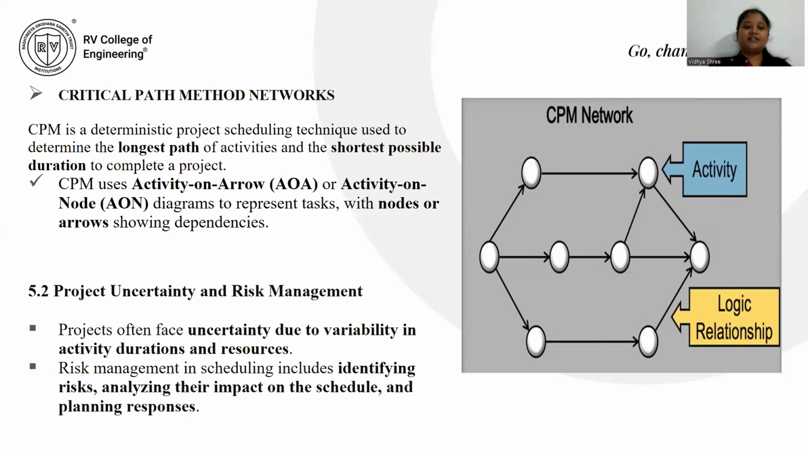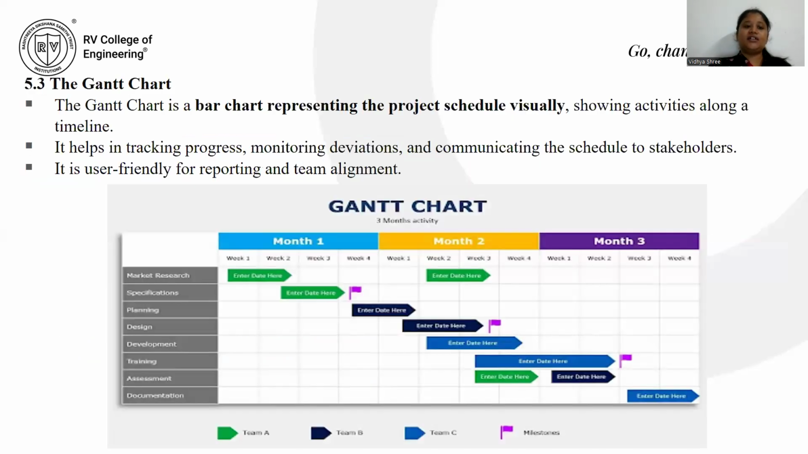Project uncertainty and risk management: projects often face uncertainty due to variability in activity durations and resources. Risk management in scheduling includes identifying the risks, analyzing their impact on the schedule, and planning responses. The Gantt chart is a bar chart representing the project schedule visually, showing the activities along a timeline. Here is an example. It helps in tracking progress, monitoring deviations, and communicating the schedule to stakeholders. It is user friendly for reporting and team alignment.